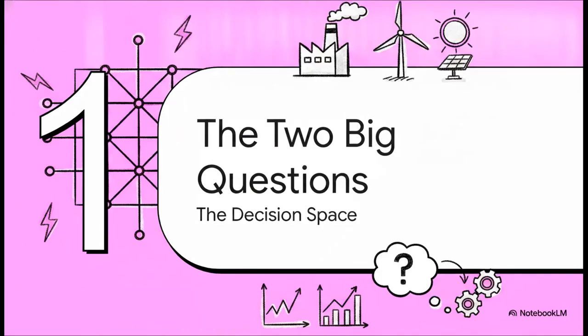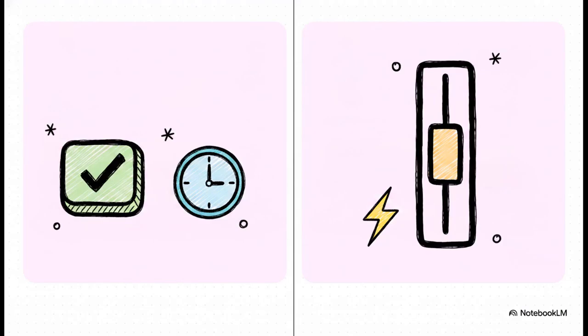Starting right off with Section 1, the two big questions, identifying the decision space. To get our bearings, we have to start with the two deceptively simple questions that drive every single grid optimization model out there. So look at this split screen we've got here. Notice that persistent vertical divider right down the middle? We're going to keep these panels up on screen because this distinction is absolutely crucial.